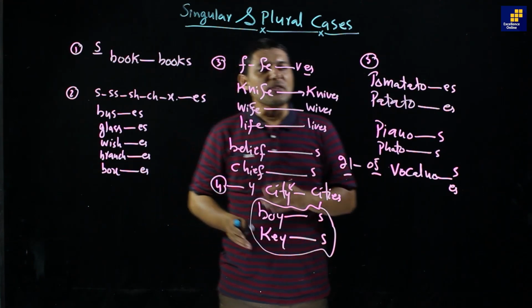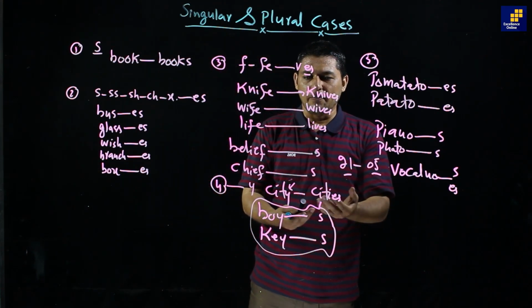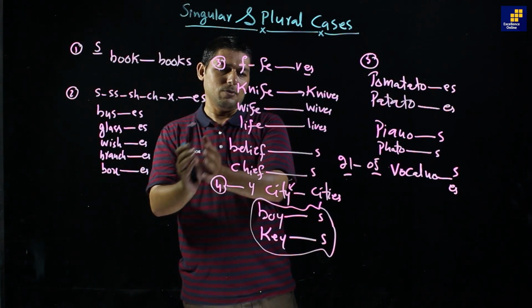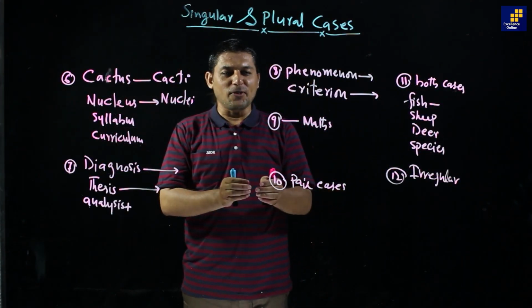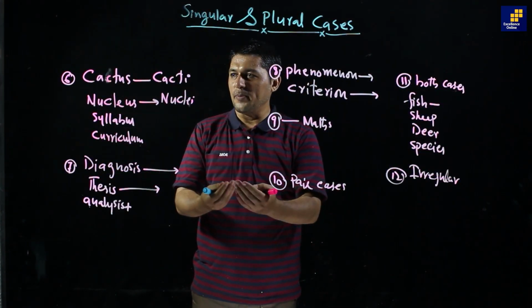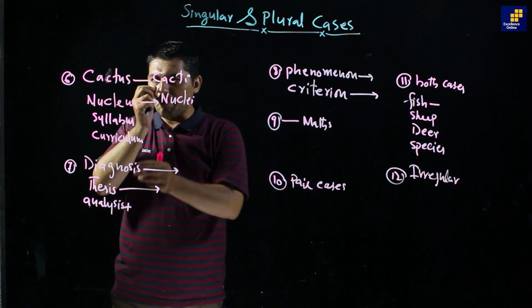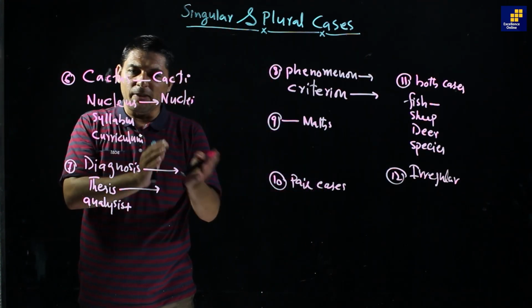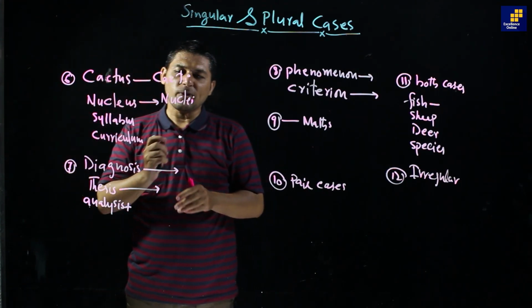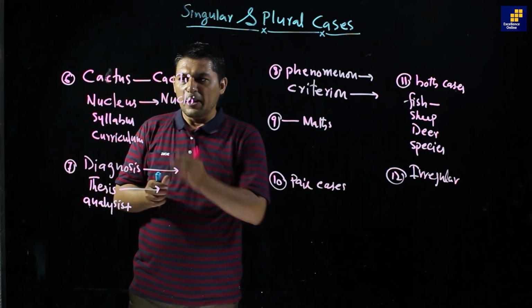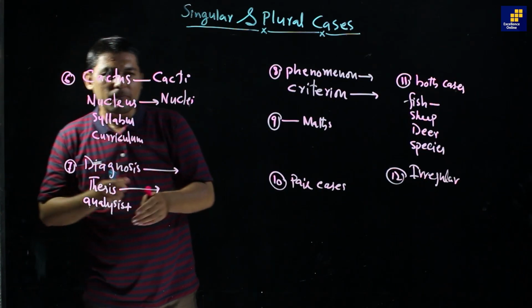Since class 6 we have been discussing these 5 points, but today we are discussing something more. Apart from the 5 cases, we have more cases. Number 6 point, in which we have US at the end. You have to remove US and add I. Example is Nicholas, then Nikolai.